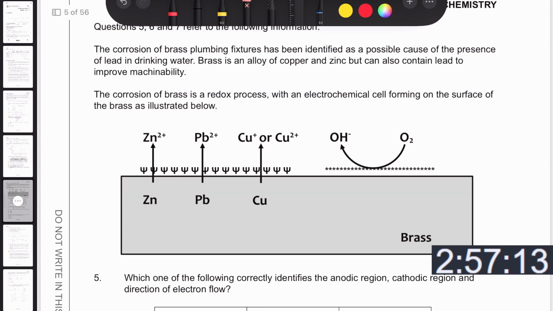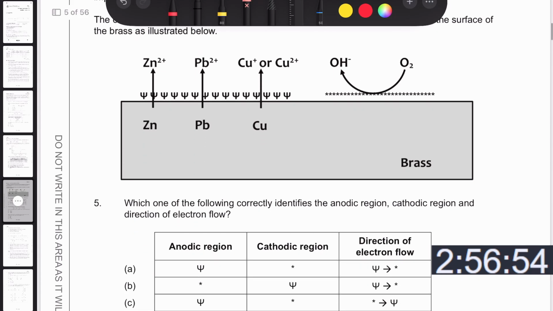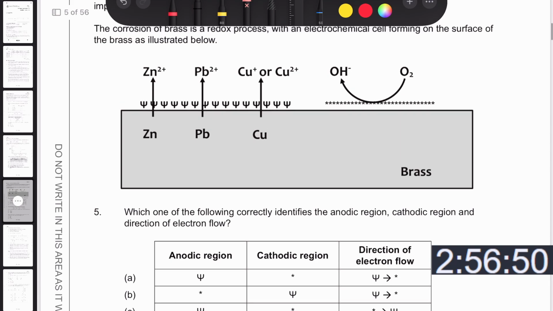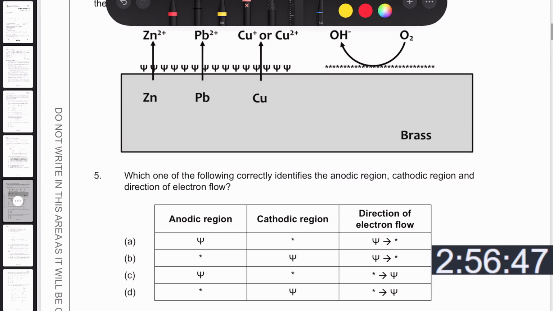Okay, corrosion of brass plumbing fixtures has been identified as a possible cause of the presence of lead in drinking water. Brass is an alloy of copper and zinc, but also contains lead to improve machinability. The corrosion of brass is a redox process with an electrochemical cell forming on the surface of the brass as illustrated below. Which of the following correctly identifies the anodic region, cathodic region, and direction of the electron flow?